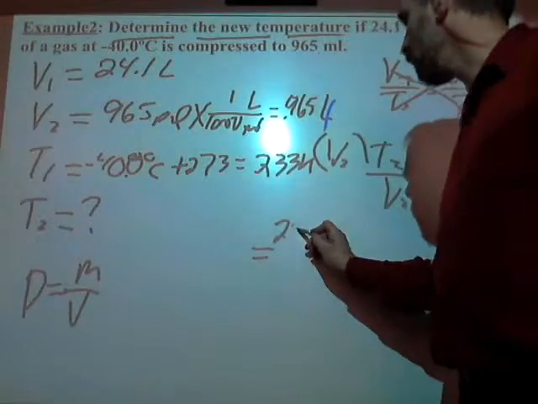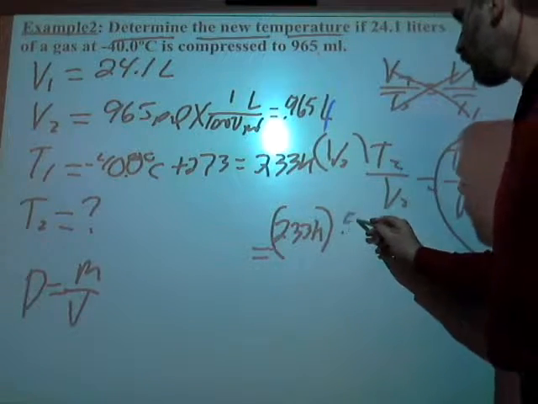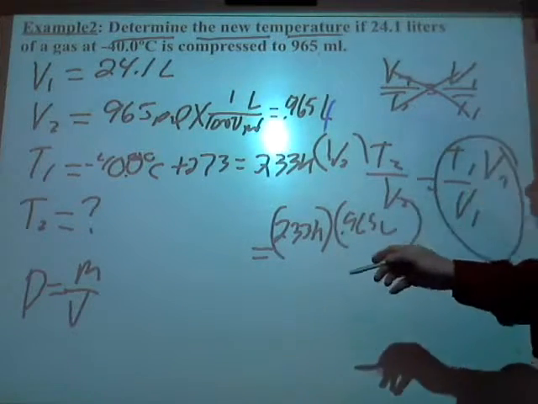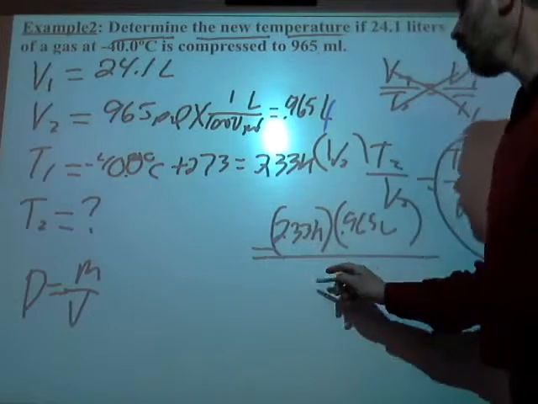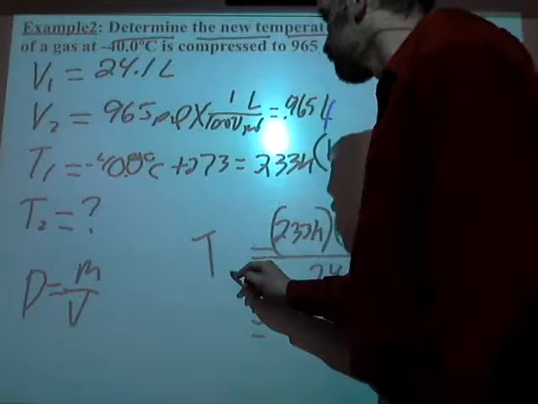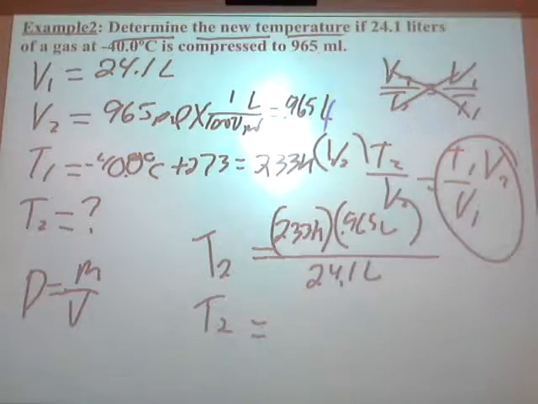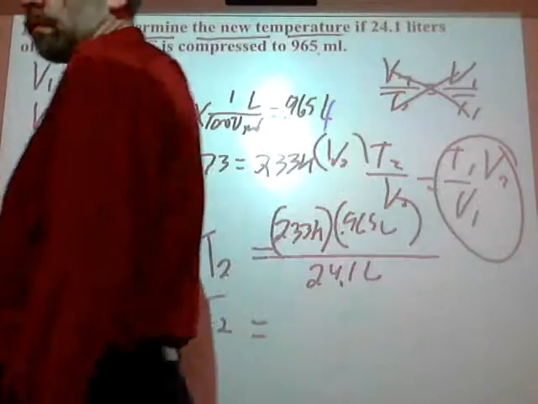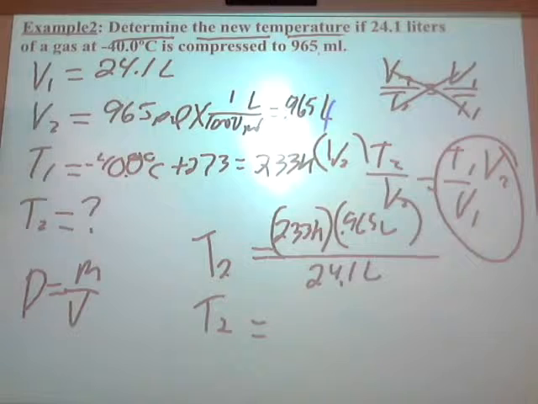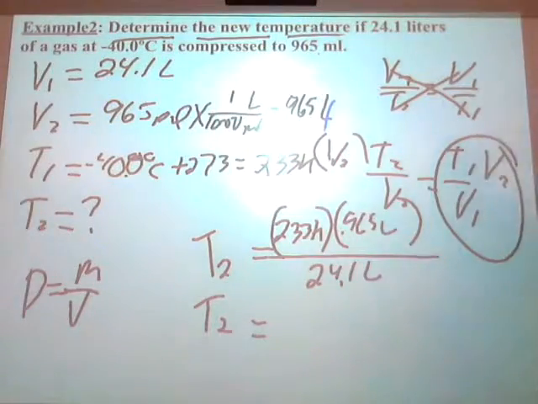T1 is 233 Kelvin. V2 is 0.965 liters. And V1 is 24.1 liters. Get your calculator out, plug those guys in, and see what you get. Who had an answer? It's going to be a very small number, I believe. What'd you get?